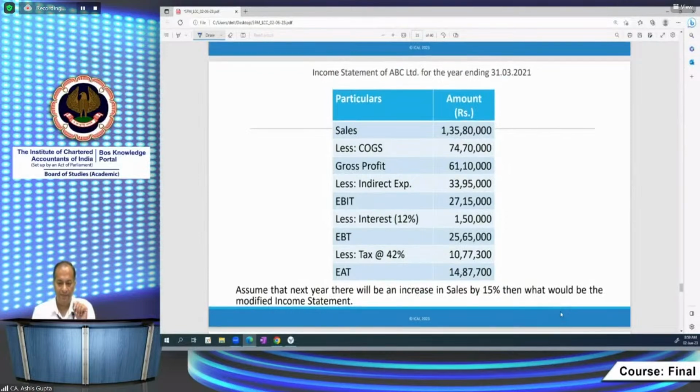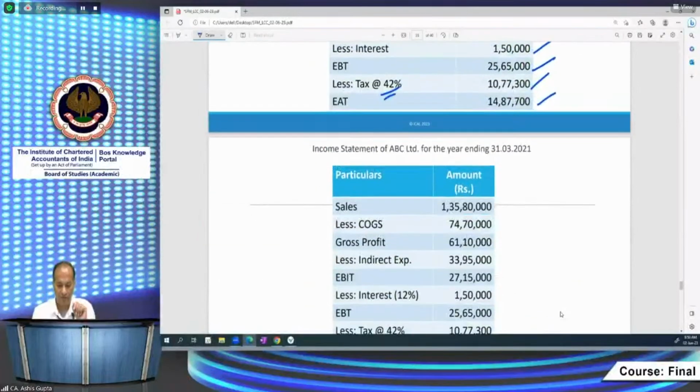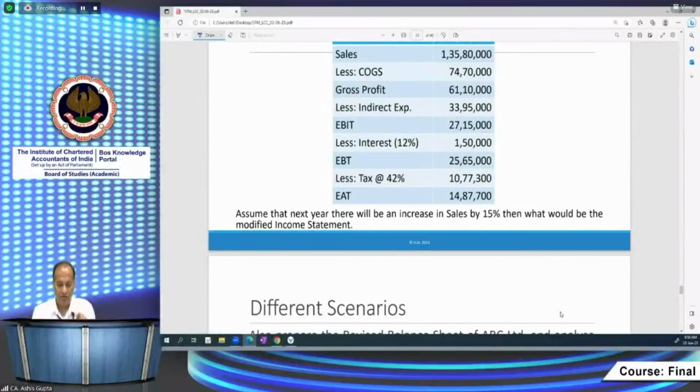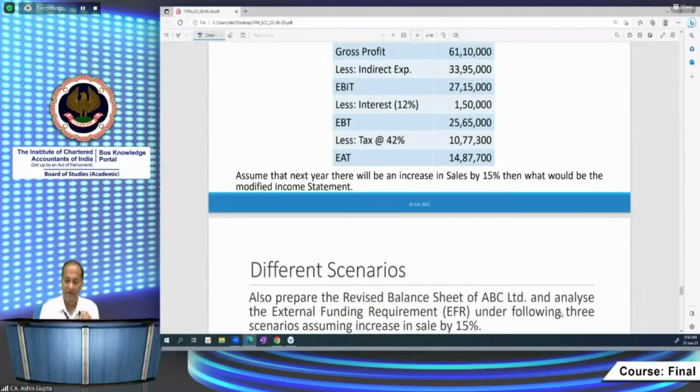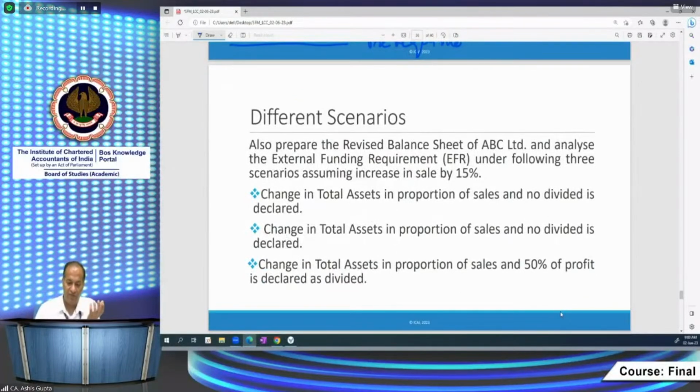Now it says, assuming that next year there will be an increase in sales by 15%, what will be the modified income statement? So it is a prerequisite to compute the external funding requirement. What will be our modified income statement? Then we have to compute the external funding requirement. Just read the slide.